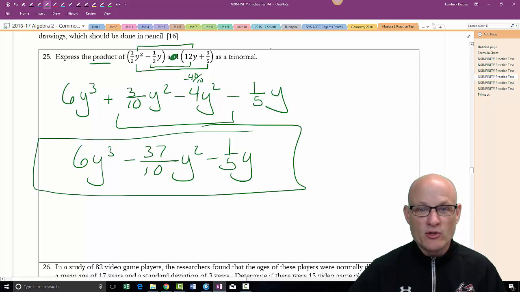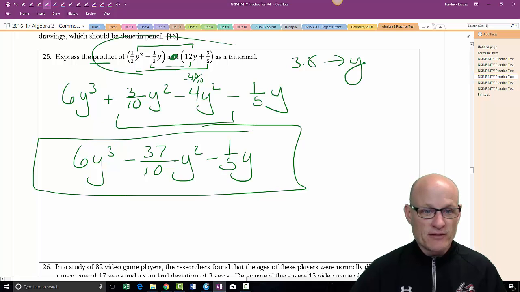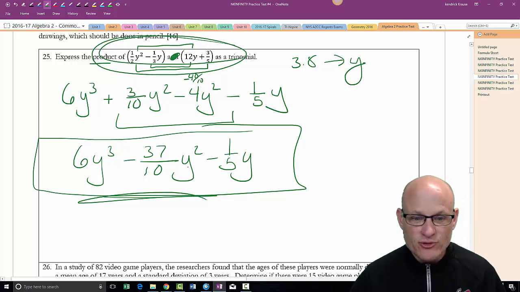And again, what I would do is take some number like 3.8, store it into y, type this in, make sure you put a times sign, and verify that yes, in fact, you do get the same answers.